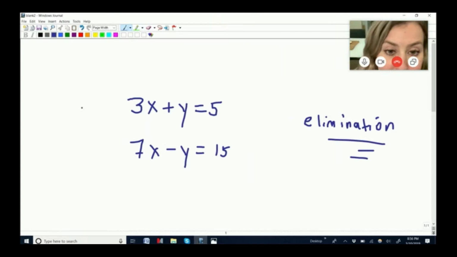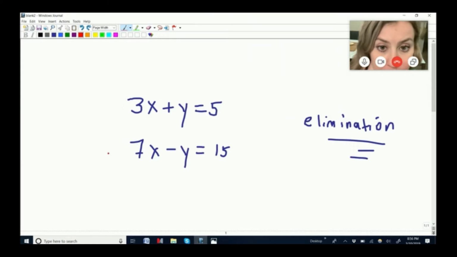All right. Now, the bottom line is we have a positive y right here, and we've got a negative y right here. So if I was to add the top equation to the bottom equation, this positive y would cancel out the negative y. Does that sort of make sense to you? Yeah. All right. So that's what we're going to do.